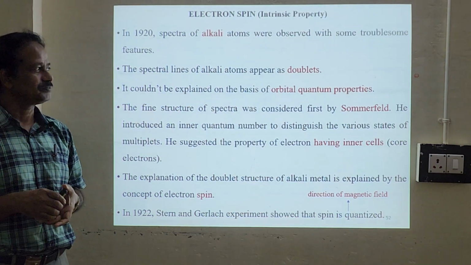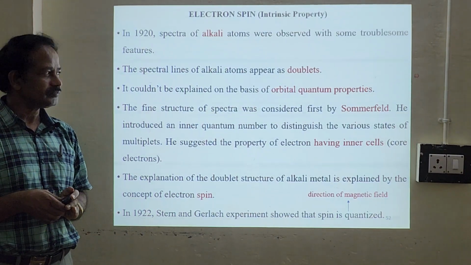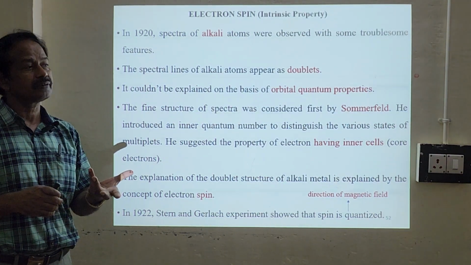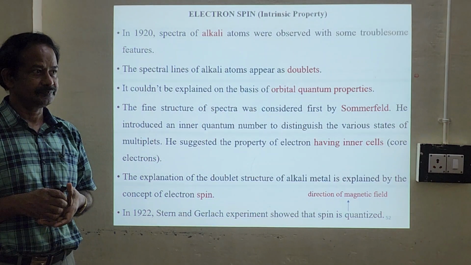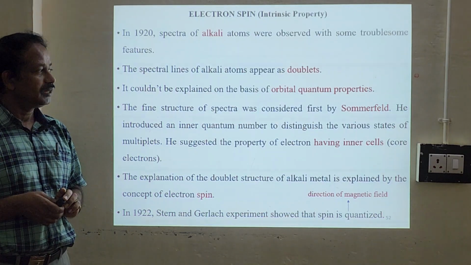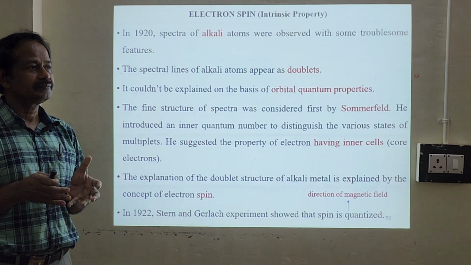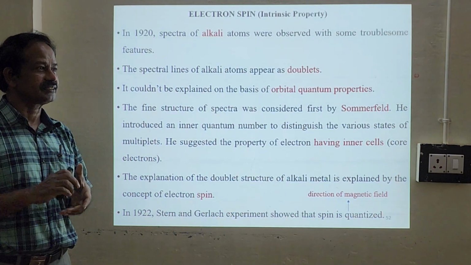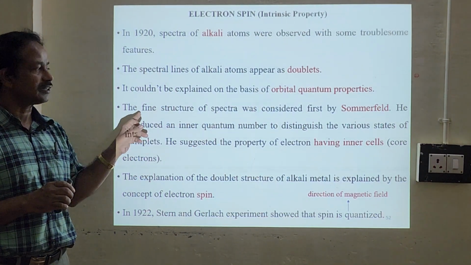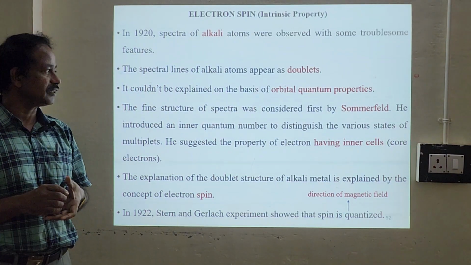It was surprising for them, and it could not be explained on the basis of orbital angular momentum. In the 1910s and 1920s, the orbital quantum number and principal quantum number existed, but it could not be explained on the basis of those. People, especially Bohr and Sommerfeld, thought there exist some inner shells in the fine structure of spectra, which shows doublets and multiplets. This we call the fine structure of spectra.